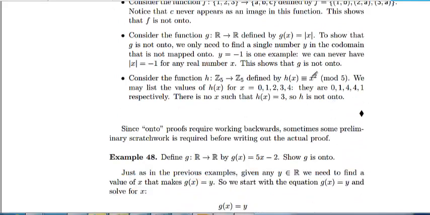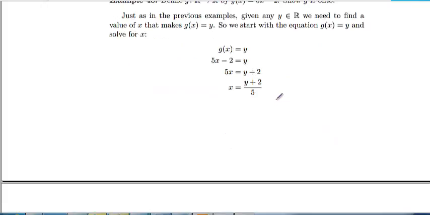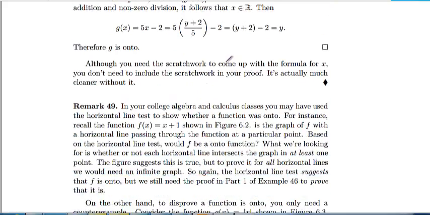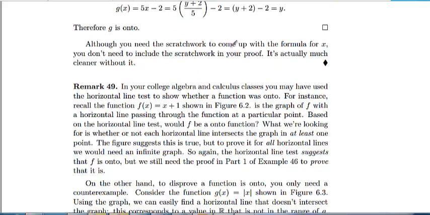Here are some more examples of showing this. Basically what you're doing is working the function backwards to find an input that gives you the required output. There may be more than one input that gives you the required output, but you have to show that there's at least one.